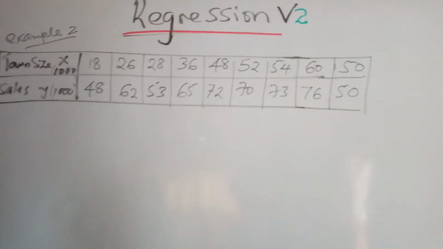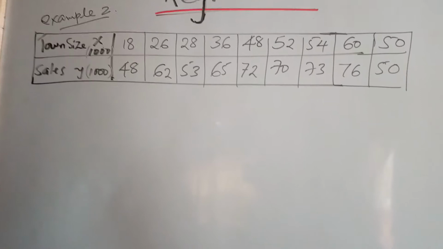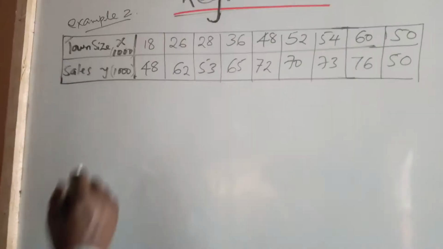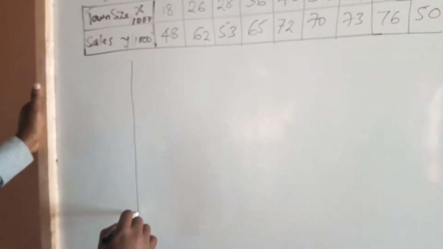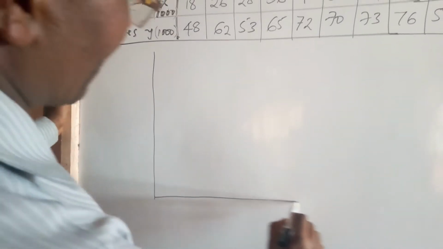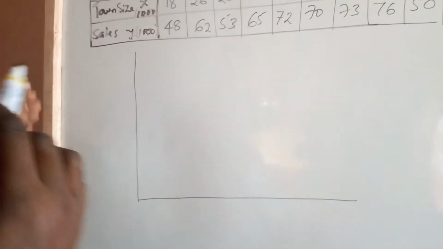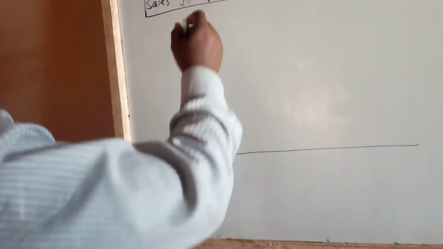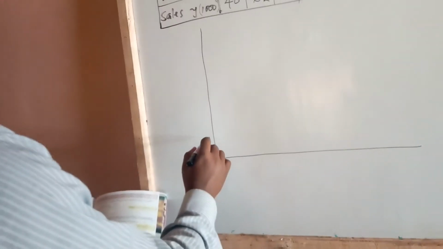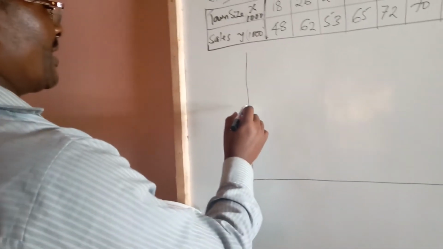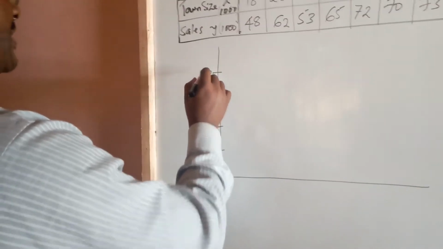Of course, we have the value of x, which is the independent variable, and the value of y, which is the dependent variable. For the scatter diagram, we have the y-axis and the x-axis. The least value of y is around 48, so we can start with 40. The highest value is around 76. So we can have 40, 50, 60, 70, and 80.